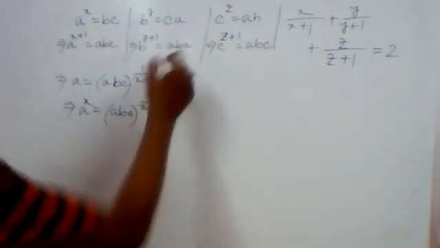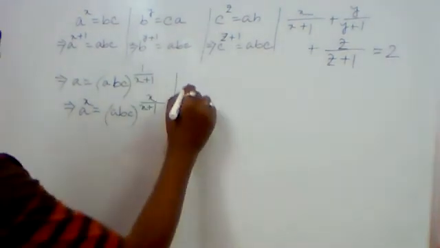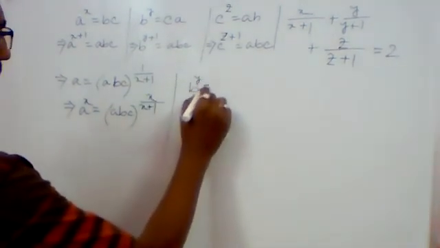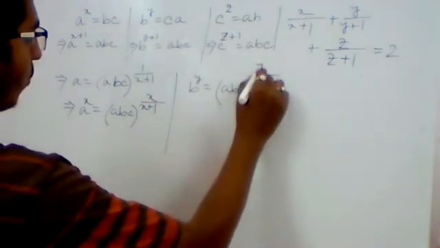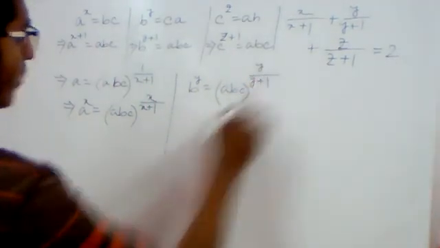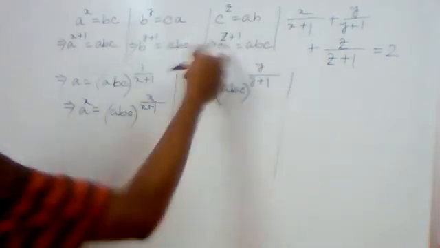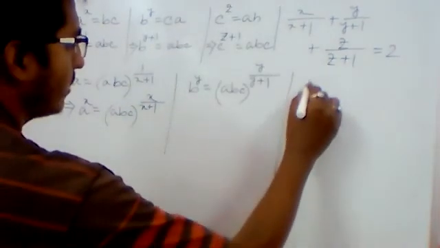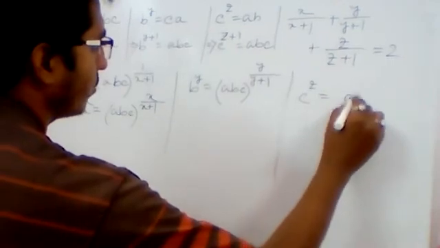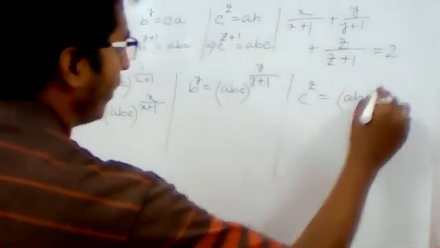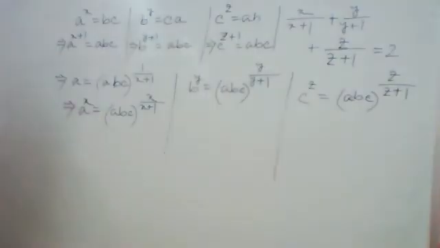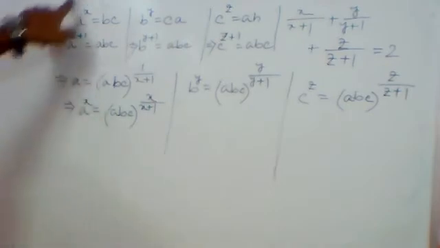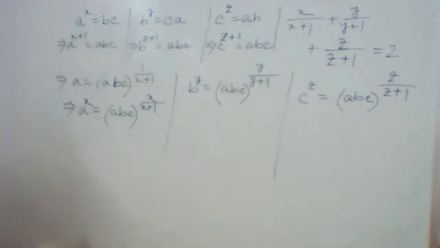Similarly, from the second identity, we will get b to the power y equal to (abc) whole to the power y by y plus 1. And from the third identity, we will get c to the power z equal to (abc) whole to the power z by z plus 1. So we have got this. Now, what is the value of a to the power x? It was given in the question that we see.